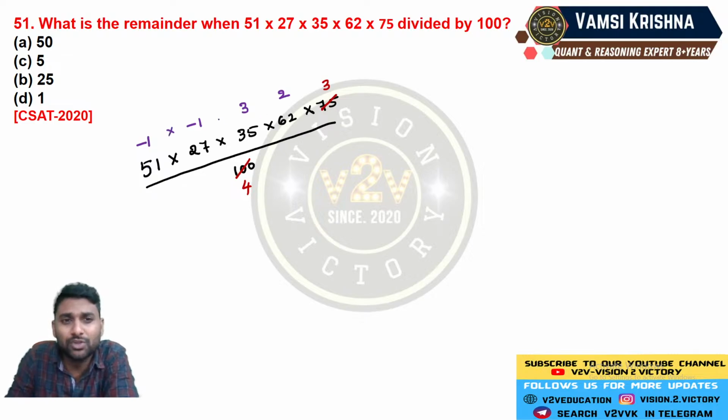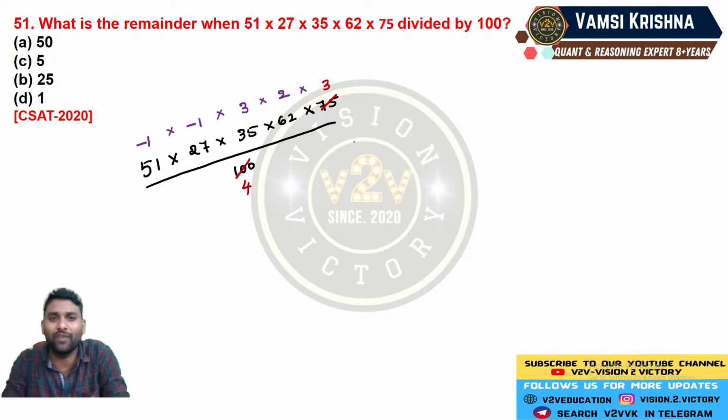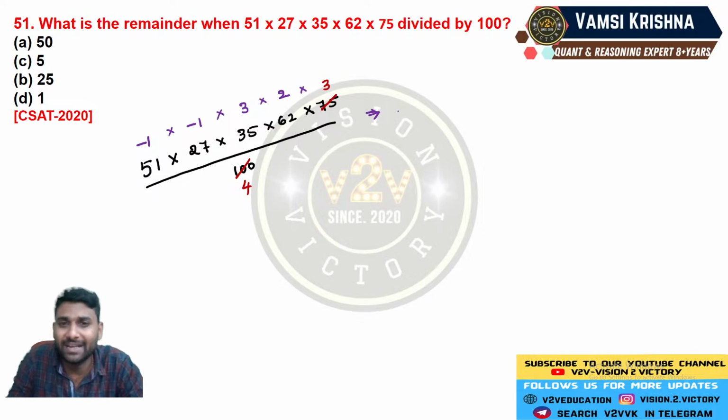Now if you multiply the above numbers, -1, 3, 2, 3, finally you get the resultant: 3 3s are 9, 9 2s are 18. Now see, 18 is divided by 4, and one more thing, minus times minus, the resultant is positive. Now 18 divided by 4, here you get remainder 2.